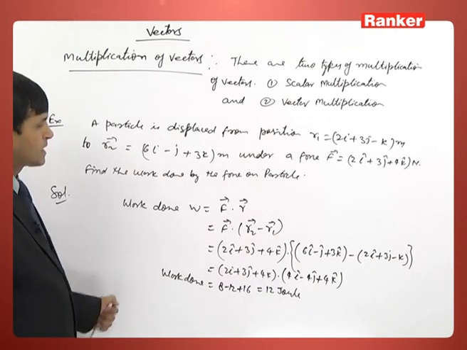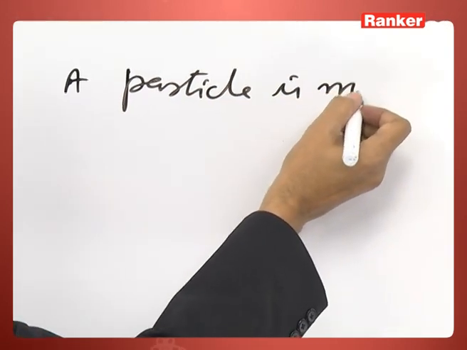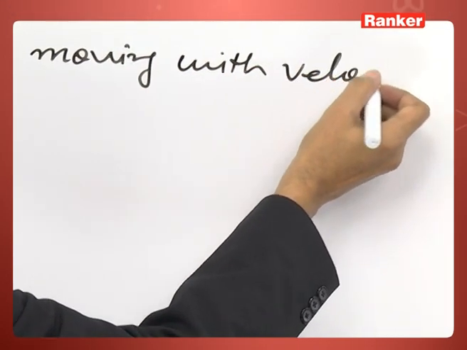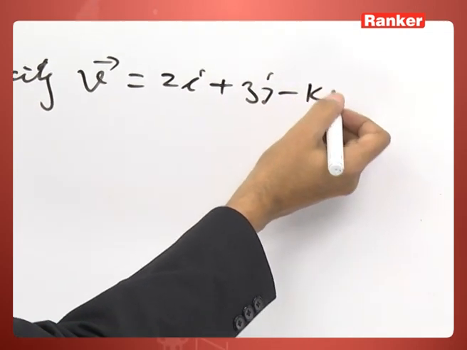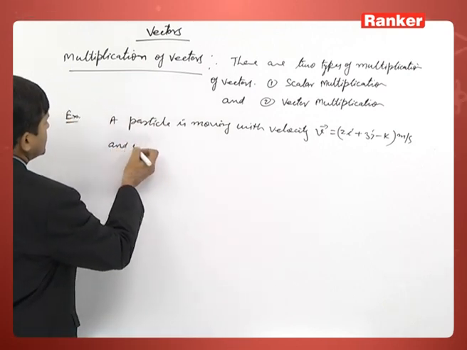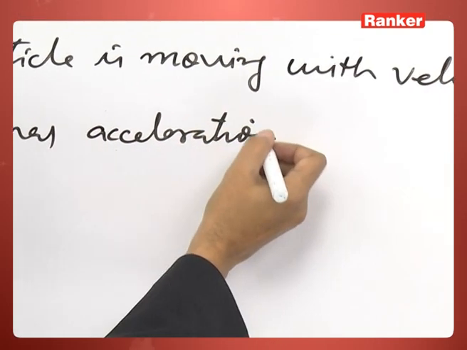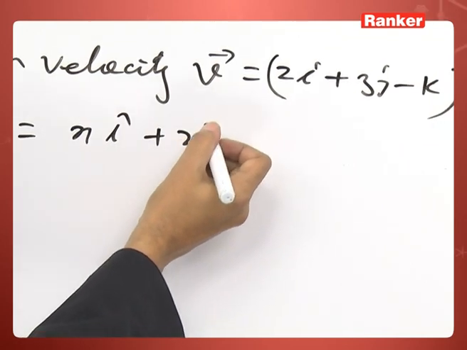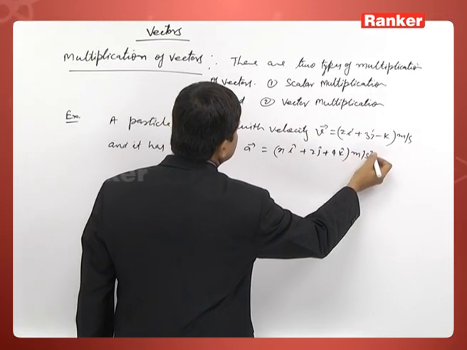Similarly, see another example. A particle is moving with velocity v is equal to 2i plus 3j minus k meter per second, and it has acceleration a is equal to x i cap plus 2j cap plus 4k cap meter per second square.